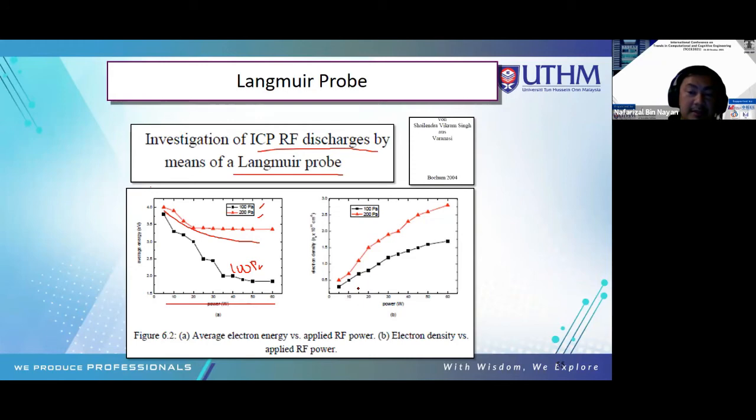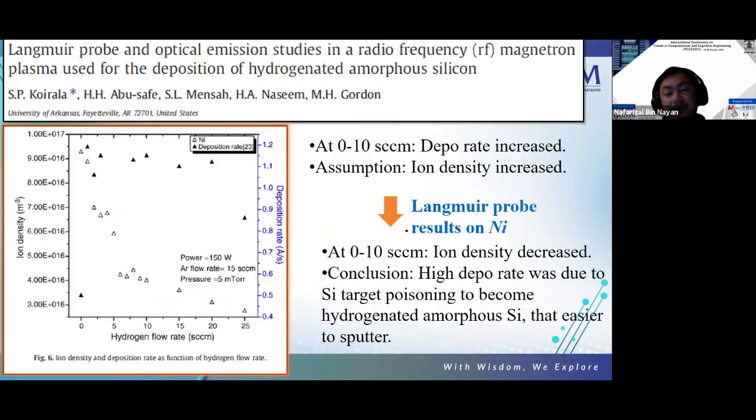This is also another example. You can see that they evaluate the electron density. When they increase the power, of course, you can see that the electron density increases. And then they compare 100 Pascal and 200 Pascal. The electron density is much larger when you have more atoms inside the chamber, like 200 Pascal here.